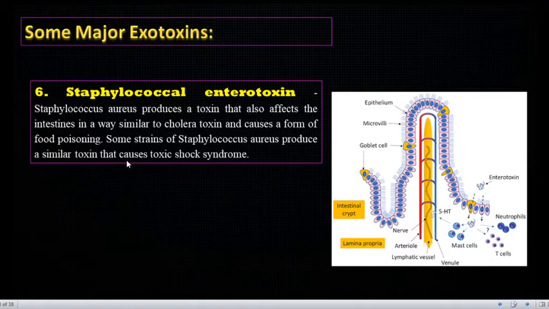When you say toxic shock syndrome, it is characterized by high fever, accompanied by vomiting, pwede ring diarrhea, and it also causes low blood pressure and meron ding occurrence of rashes resembling sunburn. Parang sunburn yung appearance ng rashes na napo-form dito sa Staphylococcal Enterotoxin. Okay?